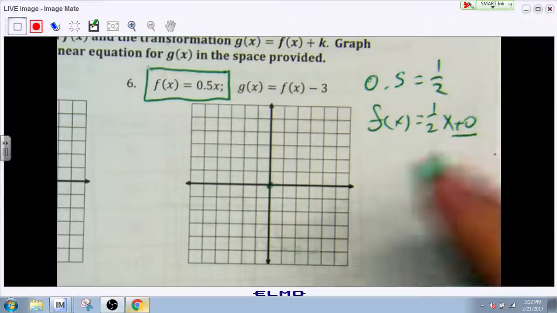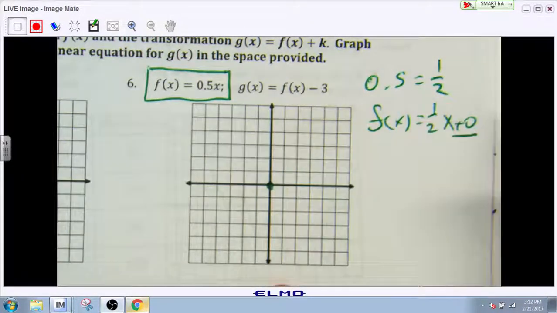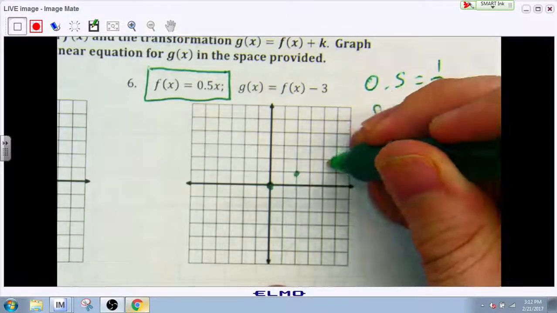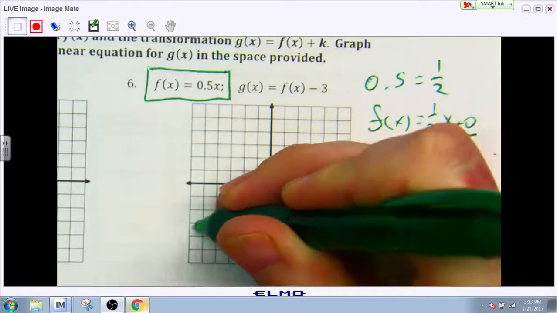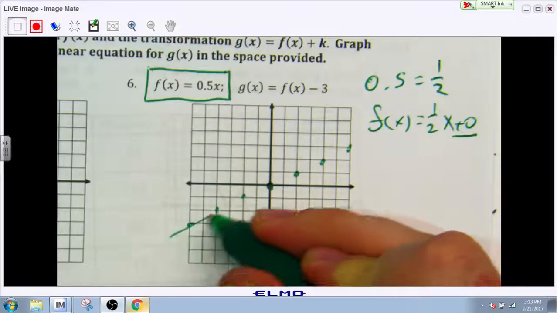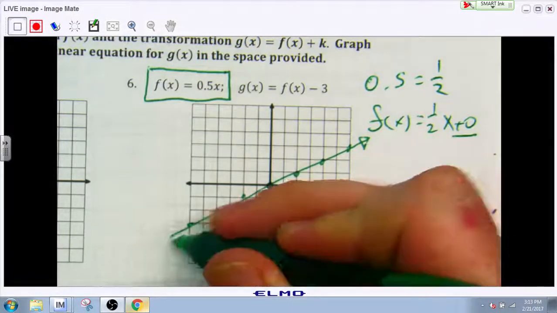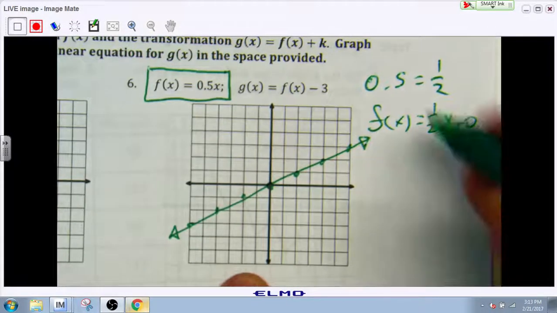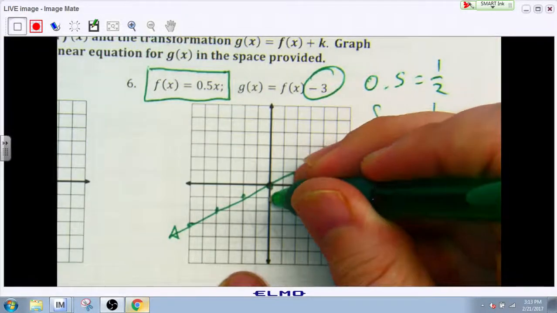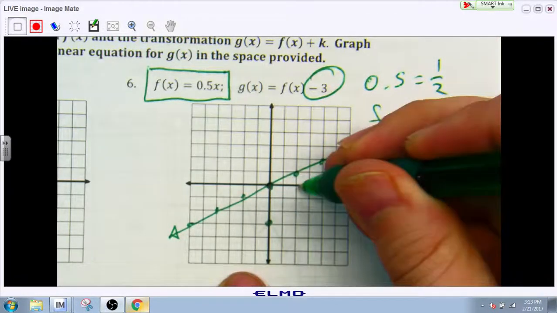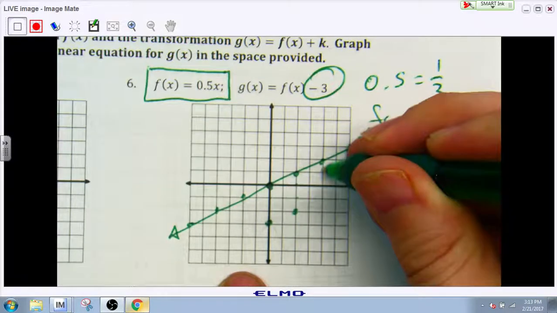All right, so I start at 0 because there's no number being added there. I go up 1, over 2, up 1, over 2, up 1, over 2, down 1, back 2, down 1, back 2, etc., creating my beautiful line. It's a beautiful line. Okay, and then I see that I'm subtracting 3. So that means for each point I go down 1, 2, 3, 1, 2, 3, 1, 2, 3.